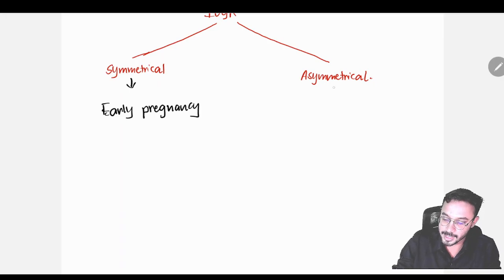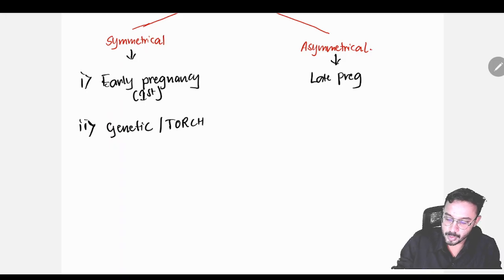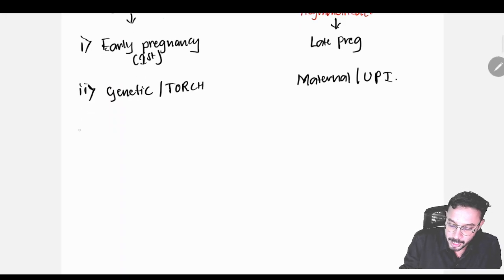Okay. And asymmetrical IUGR occurs in late pregnancy. So symmetrical is early, first trimester. And what are all the causes over here? Genetic causes, or it may be TORCH infections. Asymmetrical IUGR is mainly due to maternal causes, or it may be UPI, uteroplacental insufficiency. UPI is nothing but uteroplacental insufficiency.